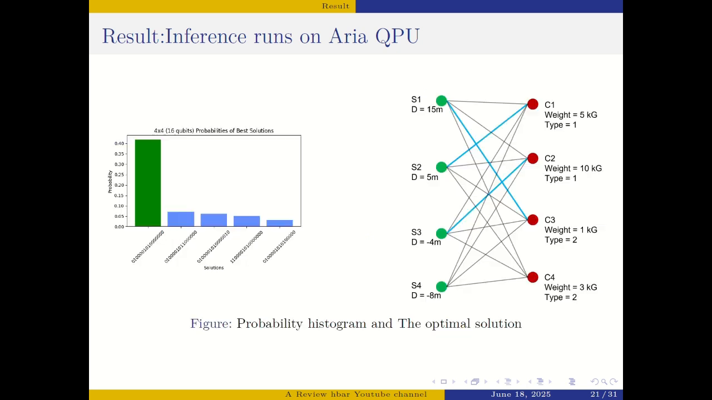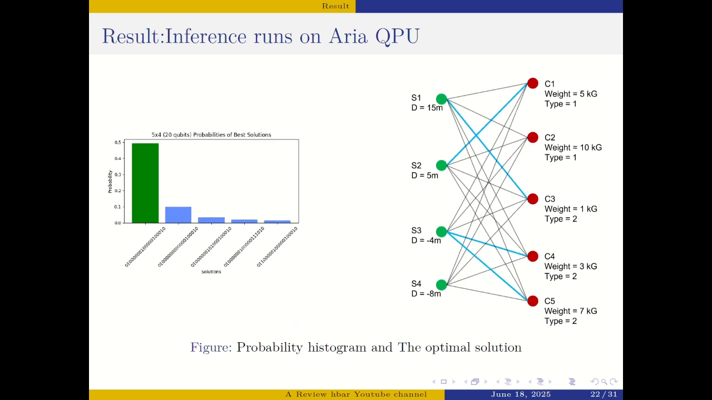Now here we get, for the first instance of 4 slots and 4 containers, we can clearly see that the optimal solution is well separated from the other outputs. On the left, we can see the corresponding arrangement again. We have the same result for the second instance of 4 slots and 5 containers. The optimal solution is well isolated from the other outputs.